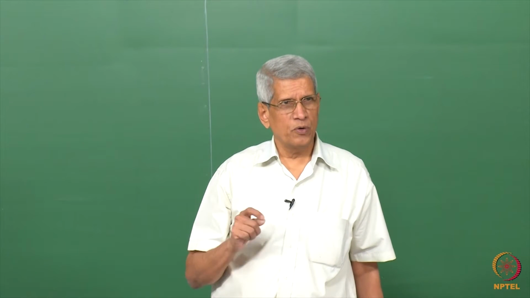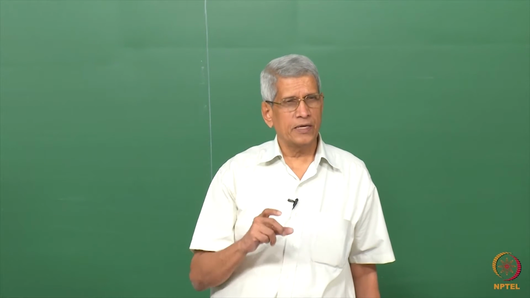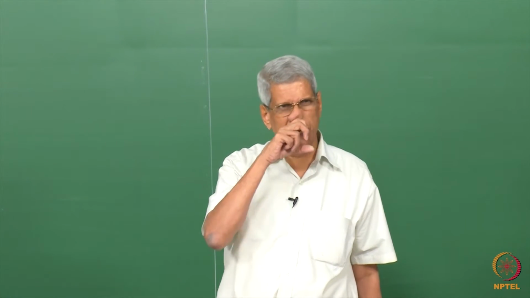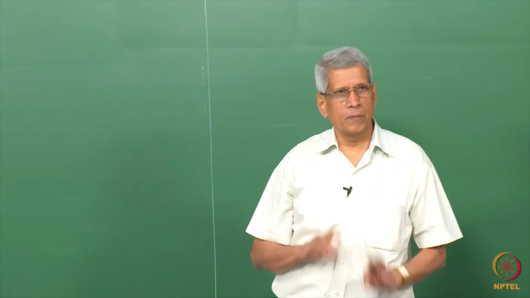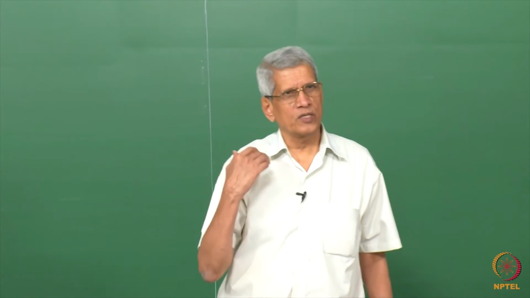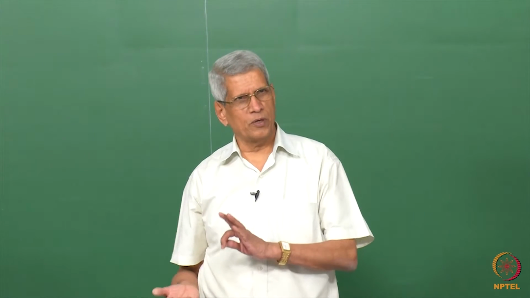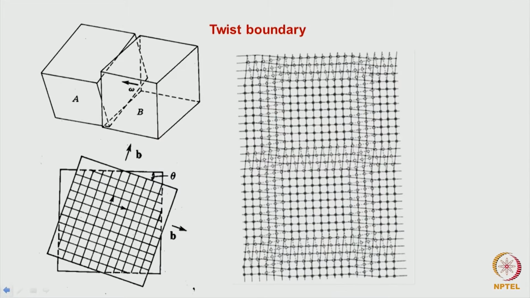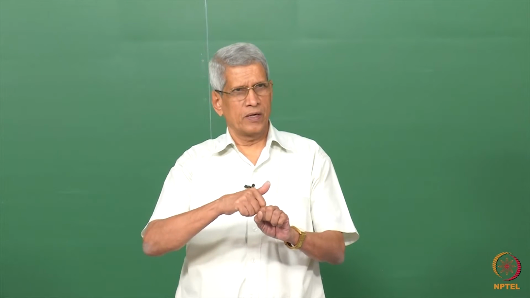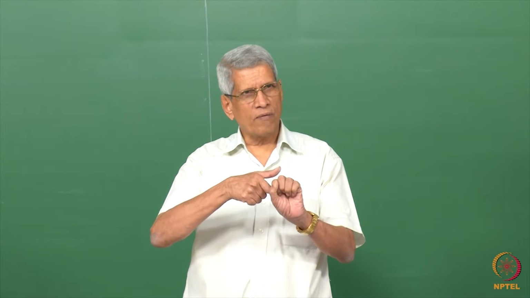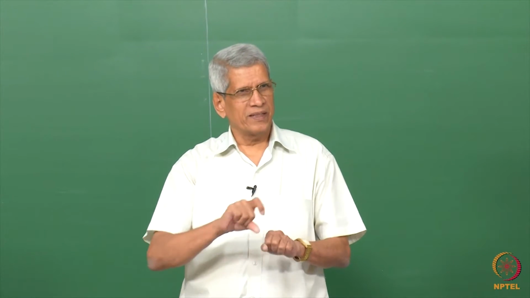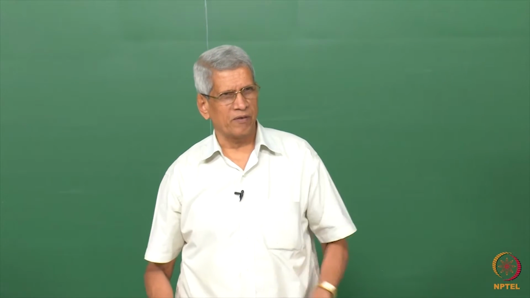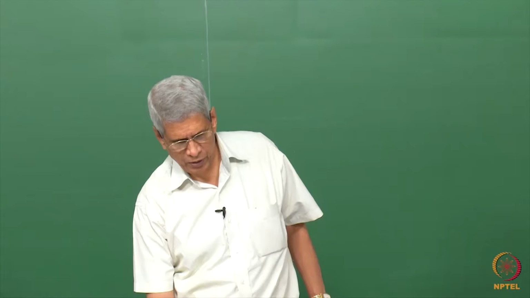An important difference between a twist boundary and a tilt boundary is that in the tilt boundary, one type of dislocation is sufficient to stabilize the boundary, whereas here one type is not sufficient. Another perpendicular type of dislocation is necessary, for two reasons. One, the long-range elastic stresses have to be reduced. The other is that when you give a twist, it is like a torque. You should have an opposite force somewhere else to stop it. That is what the second dislocation is doing. So generally these dislocations will be perpendicular to each other.